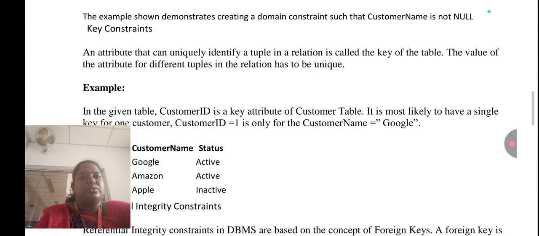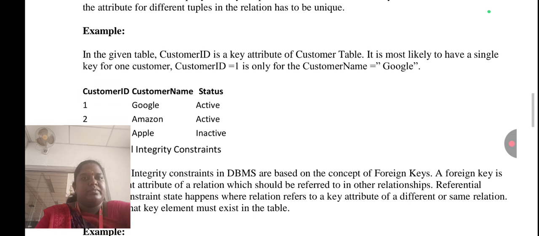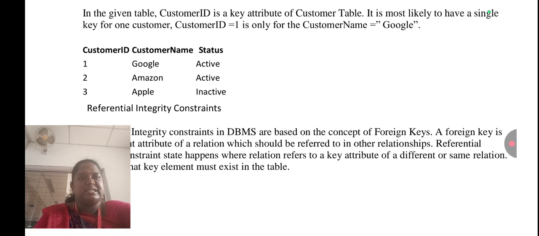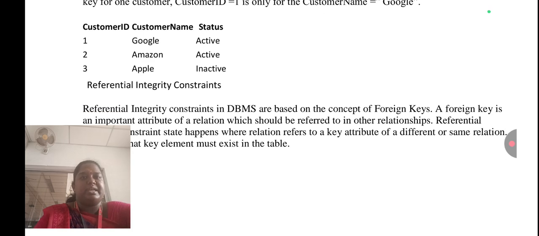Key constraint: the attribute that can uniquely identify a tuple in a relation is called the key of the table. In the example shown, customer ID is a key attribute of the customer table. There is a single key for one customer. Customer ID equal to 1 is only the customer with the name Google. We are setting the constraint, so customer ID 1 is denoted as name Google. This is the given status here, and the table will be created.